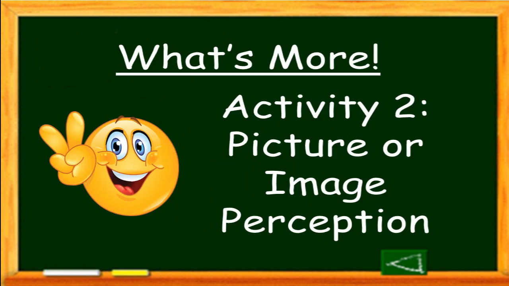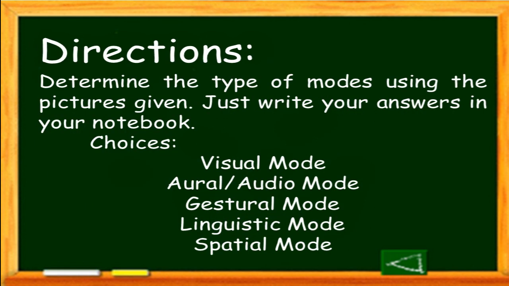And now, let's proceed to your next task, entitled What's More? Picture or image perception. Directions. Determine the type of modes using the pictures given. Just write your answers in your notebook. Here are the choices: visual mode, oral or audio mode, gestural mode, linguistic mode, and spatial mode.